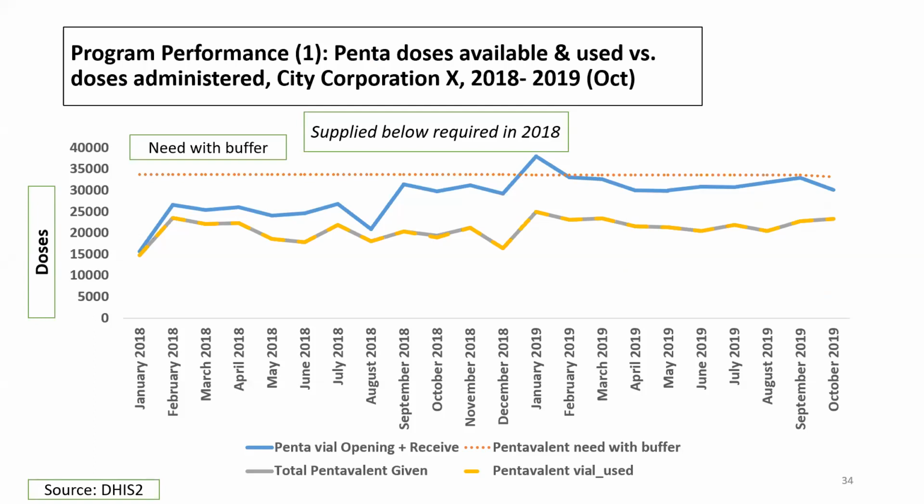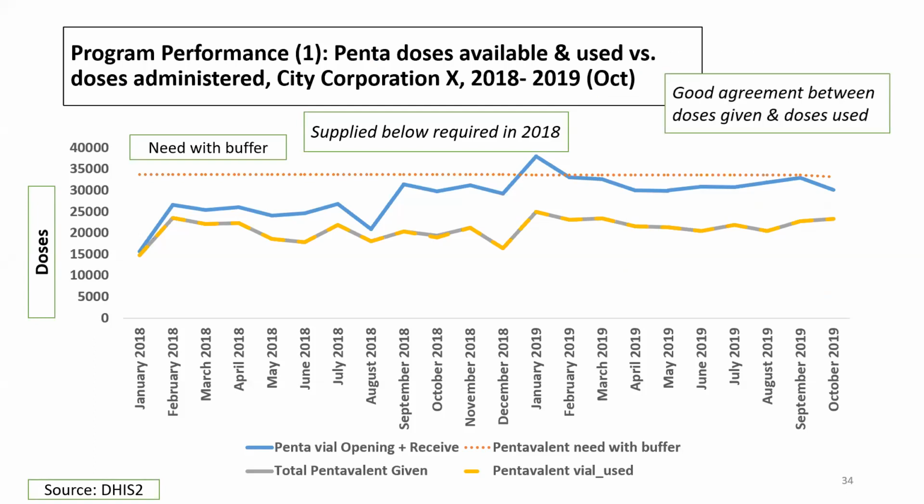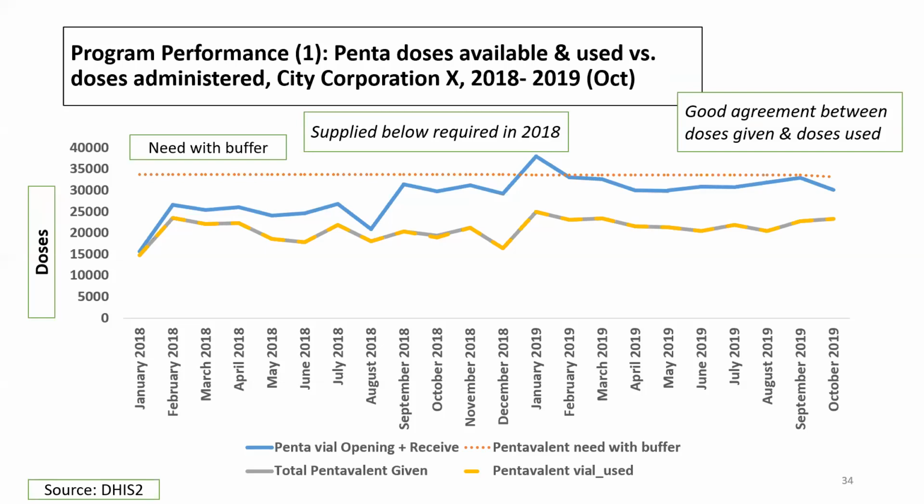And we can see that throughout 2018, or the left half of the graph, the supply was actually below what was required. It was always below this need with buffer. If you click one more, we can see that there was very good agreement between the doses given and doses used. So if we look at these gray and yellow lines, they're almost always perfectly overlapped. So we know that the doses given and doses used seem to be quite accurate over time.